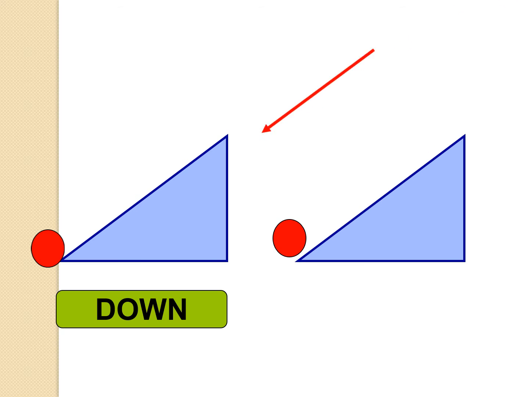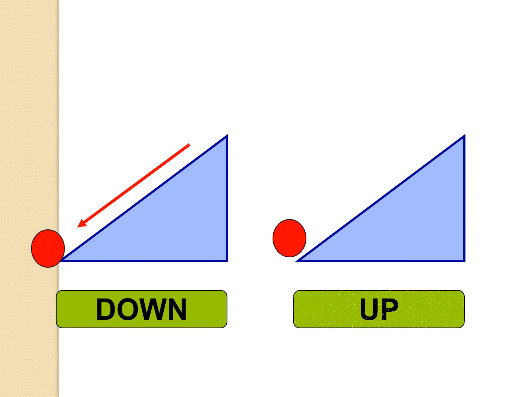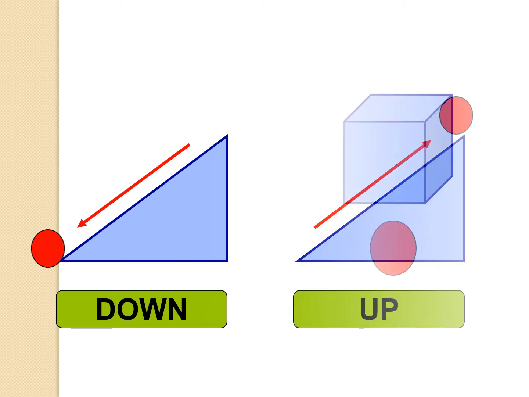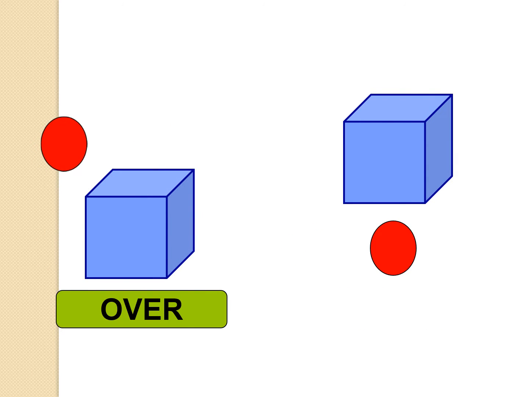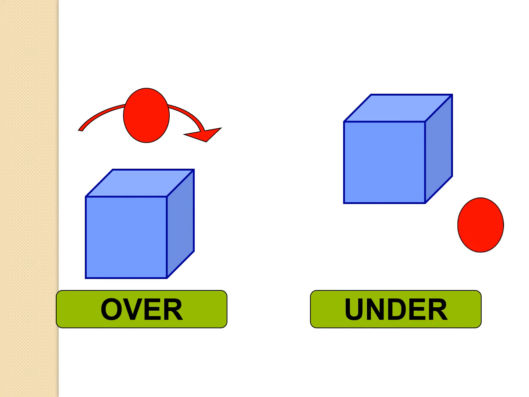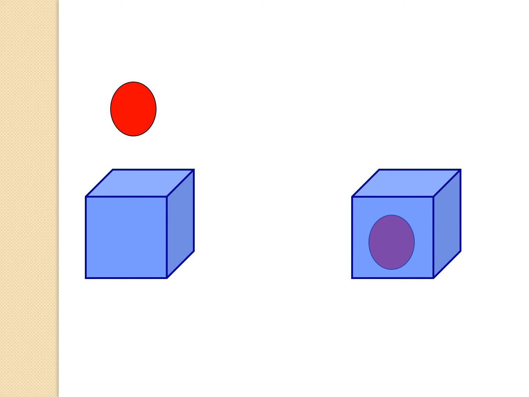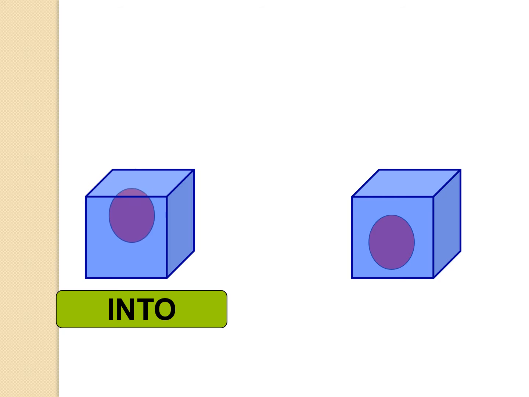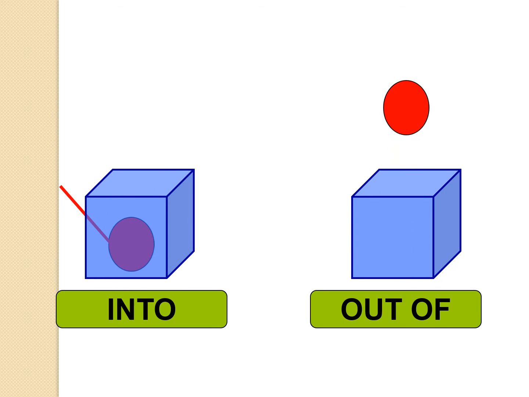The ball is going down. This ball is going up. The ball is going over the box. And this ball is going under the box. This ball is going into the box. And this ball is going out of the box.